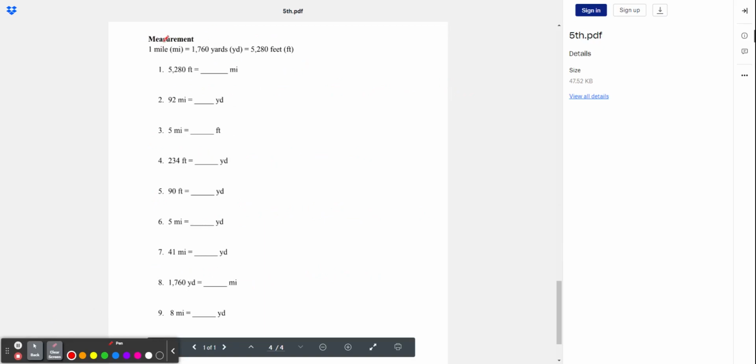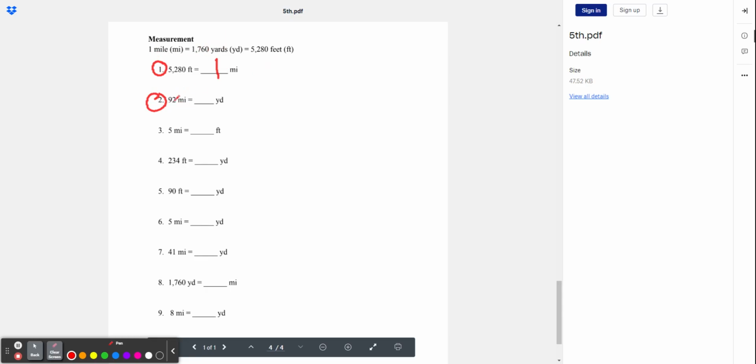Now we're going to convert measurements. So it says 1 mile is equal to 1,760 yards, which is equal to 5,280 feet. These are all equal to each other. So let's get one. If you look above, it says 1 mile is equal to 5,280 feet. So 5,280 feet is 1 mile. 2. 1 mile is equal to 1,760 yards.